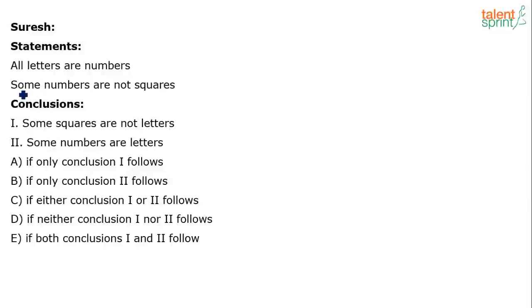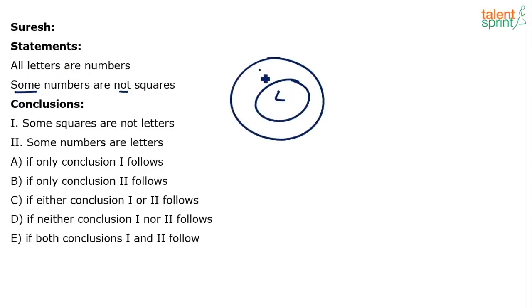All letters are numbers, some numbers are not squares. So it is a "some not" type of statement, be careful, right? How do you draw the basic diagram? All letters are numbers, and some numbers are not squares.